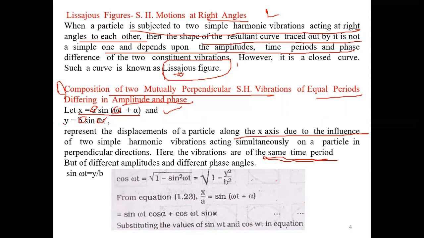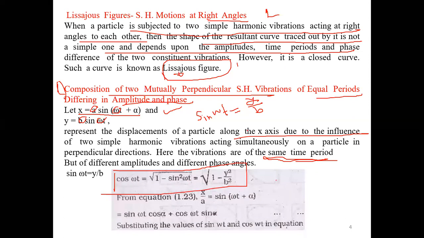Okay, so from this equation, sine omega t will be y by b. You can take a note: sine omega t equals y by b. If sine omega t is y by b, then you can find cos omega t, which will be the square root of 1 minus sine square omega t. So since sine omega t is y by b, it will be the square root of 1 minus y square by b square. You know that one, it's very simple.